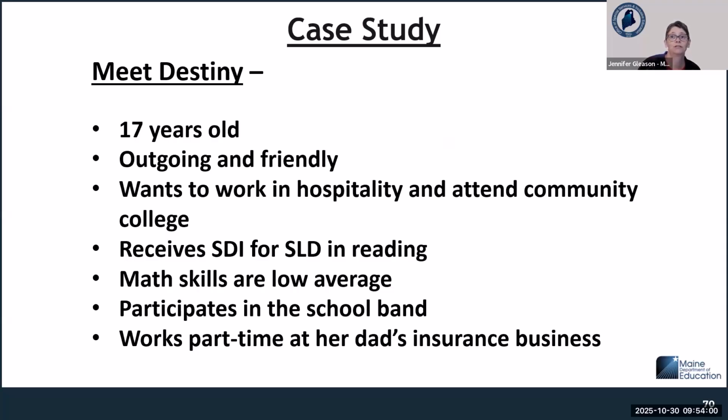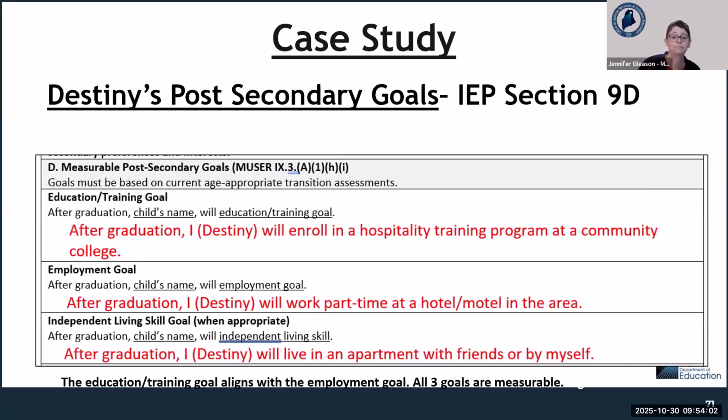So she's interested in hospitality. And she's interested in community college. So her education goal is to enroll in hospitality training at a community college. And her employment goal is to work at a hotel or motel in the area. So those are related. And she has an independent living goal to live in an apartment with friends or by herself.